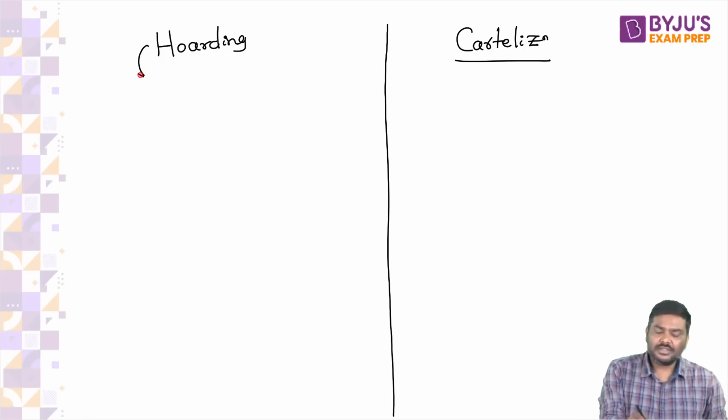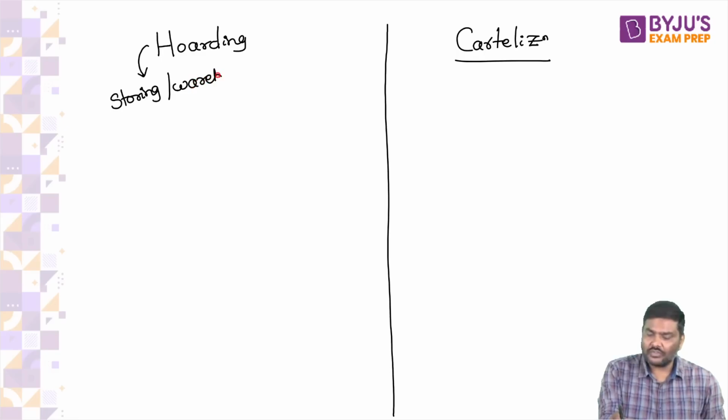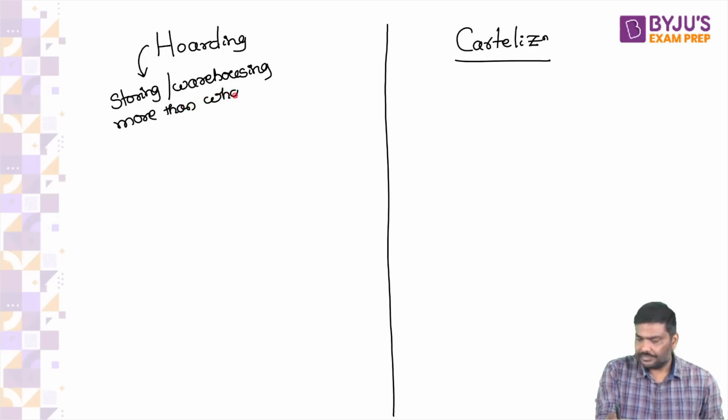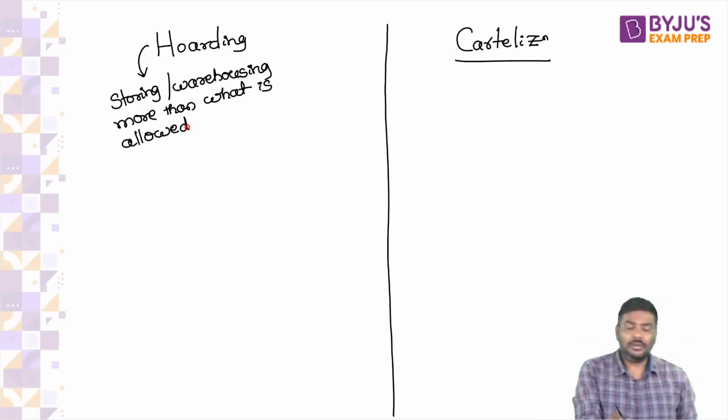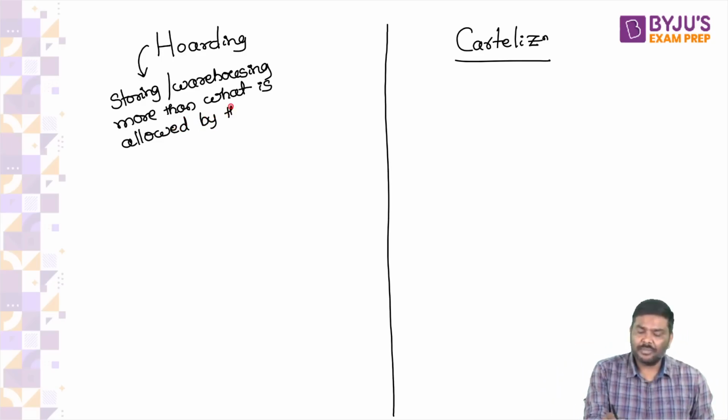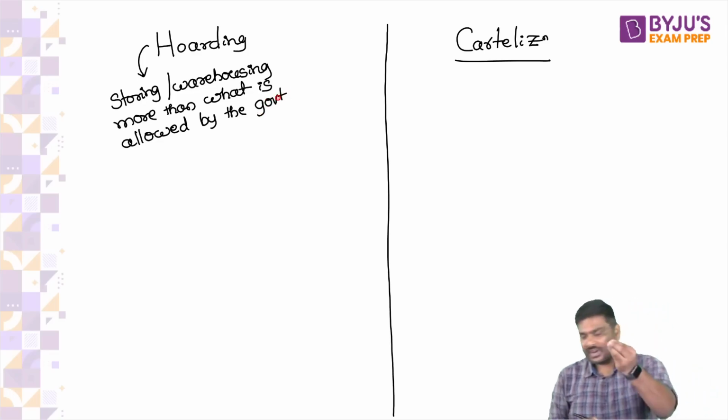Hoarding simply means storing or warehousing more than what is allowed. What is allowed by the government. Storing or warehousing more than what is allowed by the government. Let me explain this with an example. I'll take the example of rice.